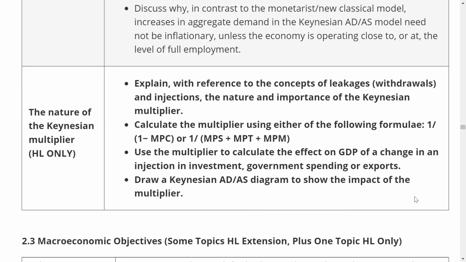The nature of the Keynesian multiplier effect: you have to be able to know the multiplier effect, right? What is the marginal propensity to consume? What is the marginal propensity to save? We have all talked about these topics in previous videos. If you have any questions, please go back and look at it. We also have a playlist.